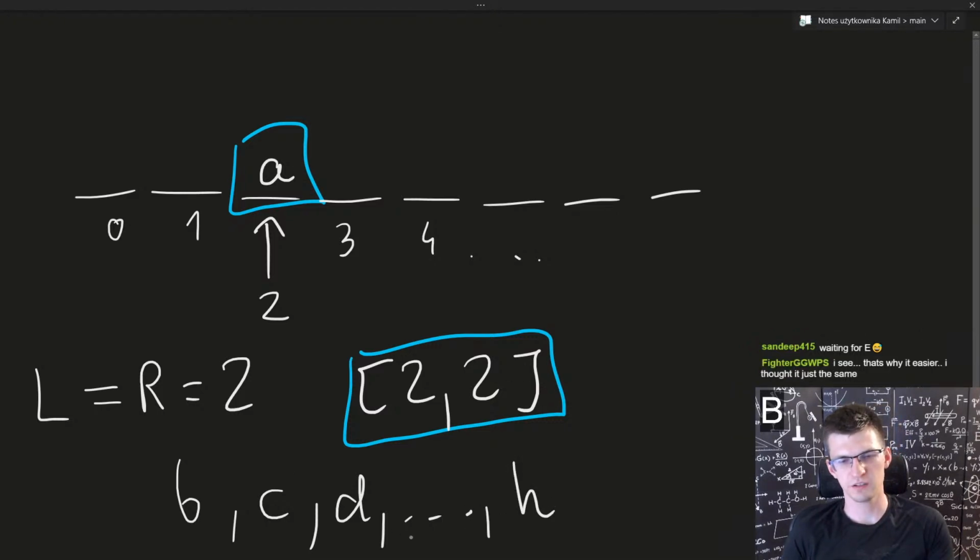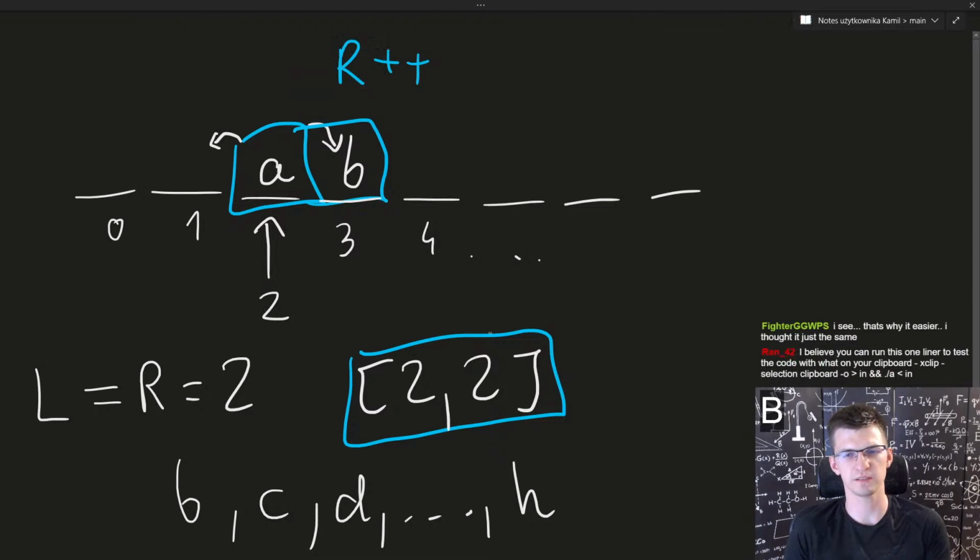From B to H, I check if B is just to the left of the blue interval or just to the right. So those two positions, I check, hey, is there B? No? Okay, what about you? Is there B? Yes? That's great. I expand my interval. Now it's from 2 to 3. So to do that, I did R++. Now my interval is from 2 to 3.